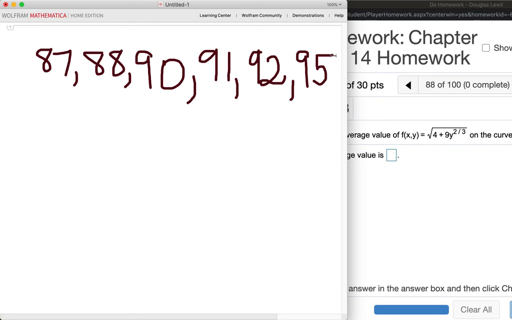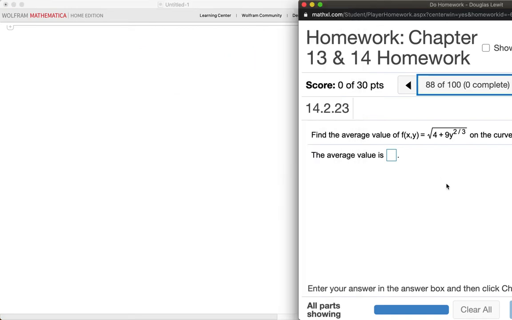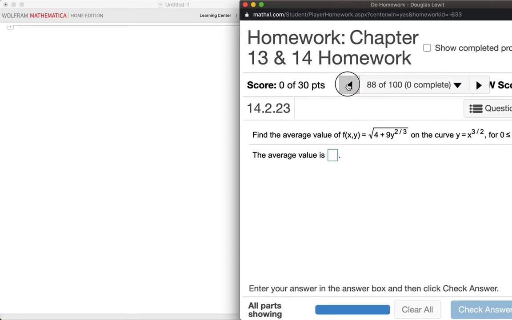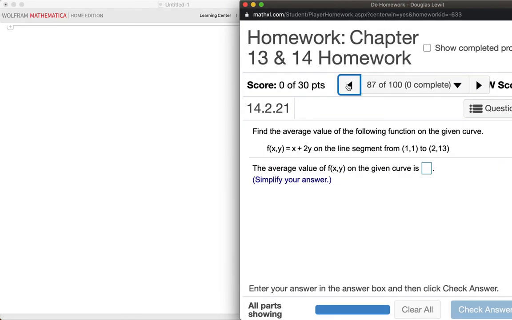All right, so let's start with problem 80. Oh, did I say 87? So I'm on problem 88. Okay, here we go, 87. Okay, problem 87 reads, find the average value of the following function on the given curve.